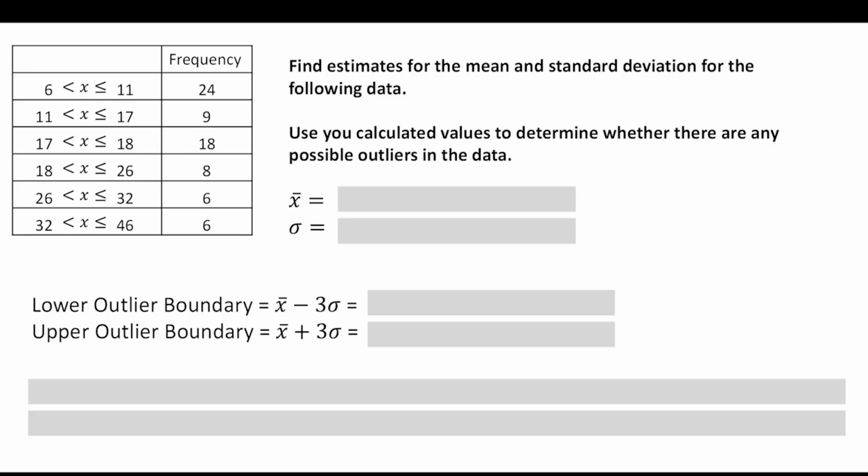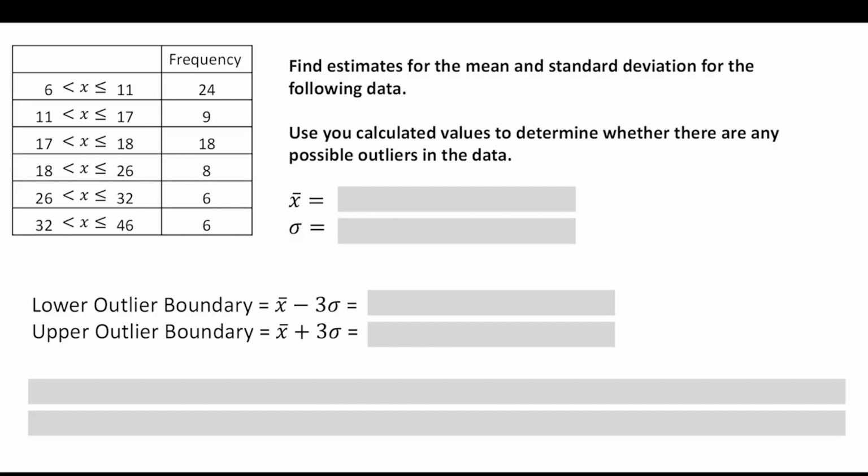In this question, we're given a grouped frequency table, and we're asked to find estimates for the mean and the standard deviation for the data. And then we're asked to use our calculated values to determine whether there are any possible outliers in the data. So a two-part question here. Even though we're asked for an estimate, we are still doing an accurate calculation.